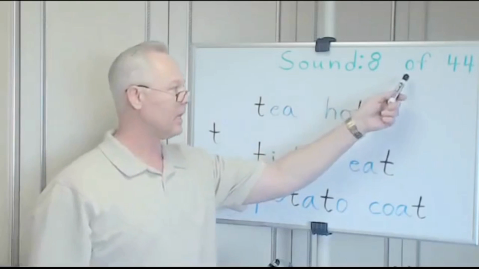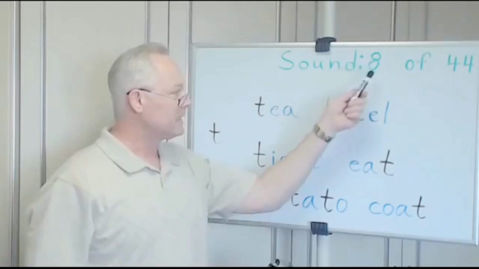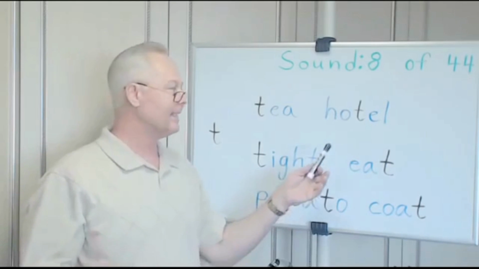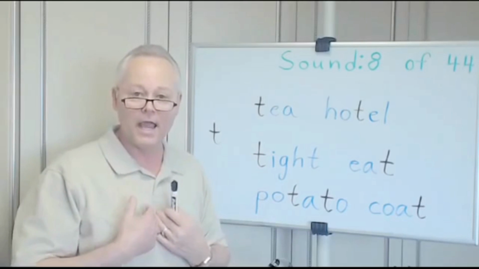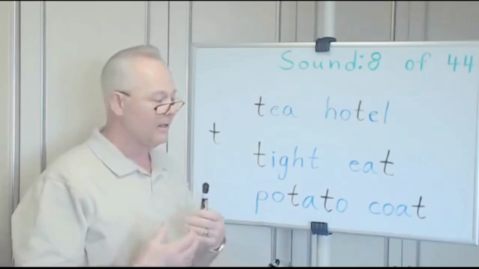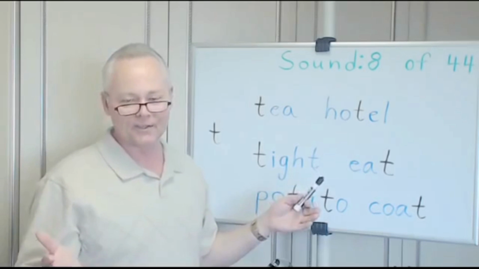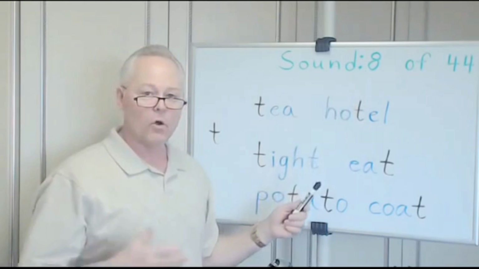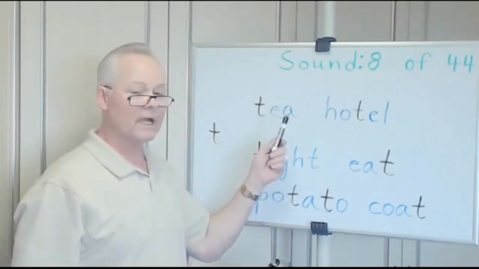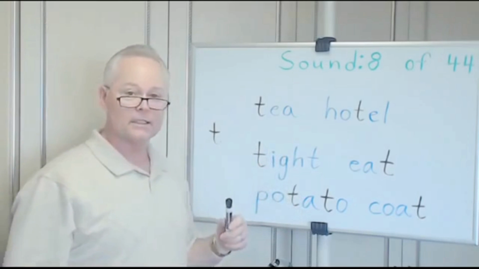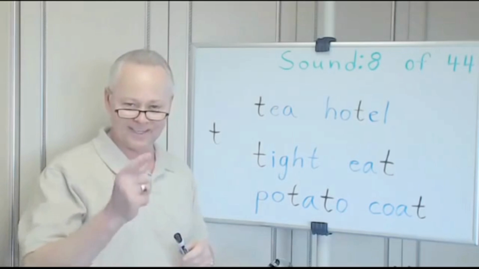Sound 8 of the 44 sounds of American English. Now, remember, these sounds are in no particular order. This isn't necessarily the 8th sound of the sounds, just the 8th of my list of sounds, right? There's only 44 of them, but the order they come in, there is no particular order. So I'm just numbering them off so you can keep track of where we are, all right? But remember, the first 24 sounds are consonants, and then the next 20 will be vowels, okay?